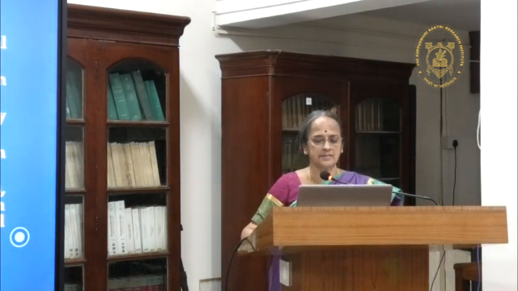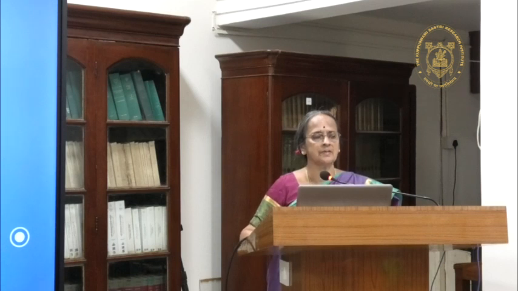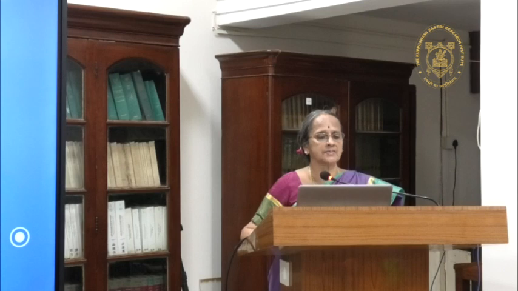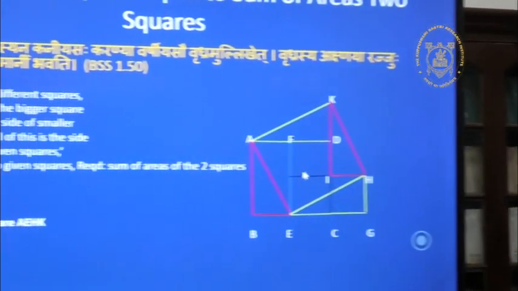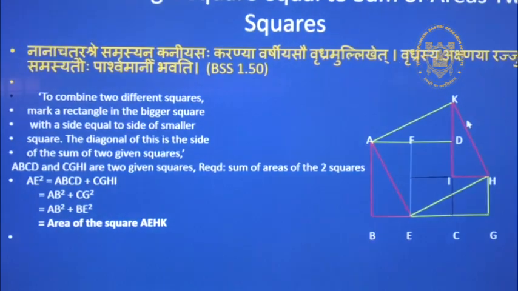Construction of fire altars in the form of triangles, quadrilaterals, etc., and also transformation of one figure into another figure are given in Shulba Sutras. For example, I give one construction here: constructing a square which has area equal to the sum of the areas of two other squares.